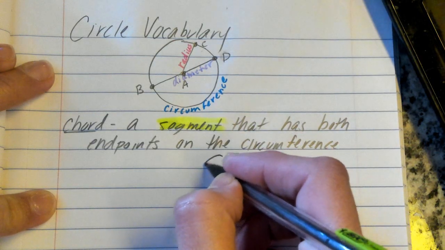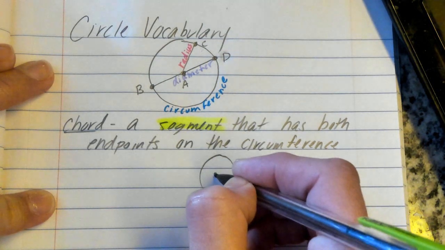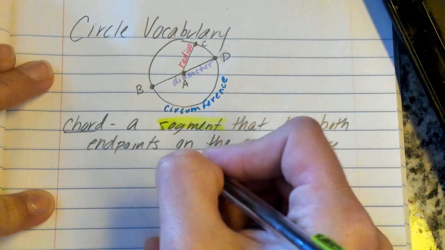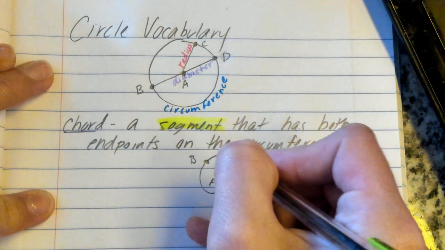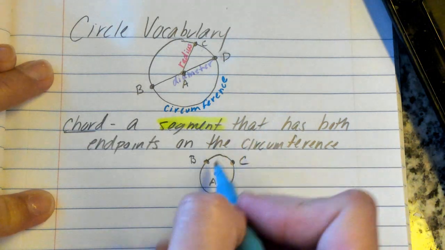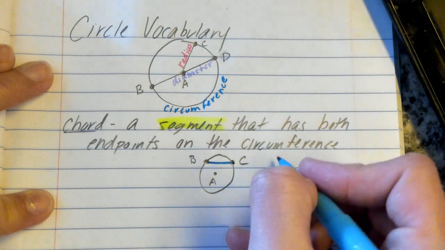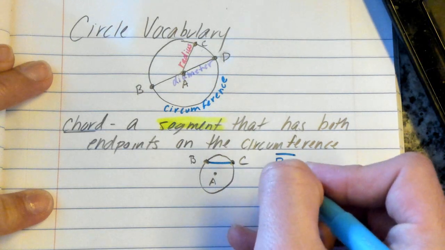Okay? We'll draw our circle, and we're going to call this circle A. And then we'll put a couple points on the circumference. Here's point B. Here's point C. Your chord is going to start at B and end at C, and we can name this segment BC.